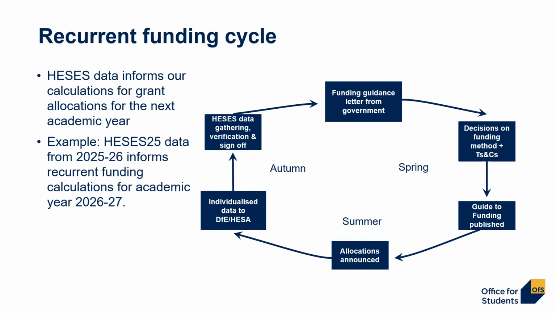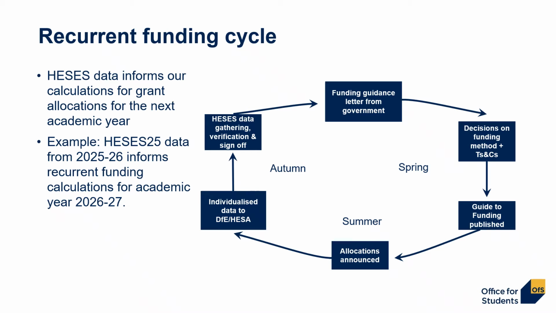Once we have that, we start to review our funding model for the next round of allocations. The OFS board and senior management will take funding decisions on these, and our terms and conditions are published. Having finalised our funding model, that year's guide to funding is published, and then we move on to the calculation of funding allocations for the upcoming academic year.